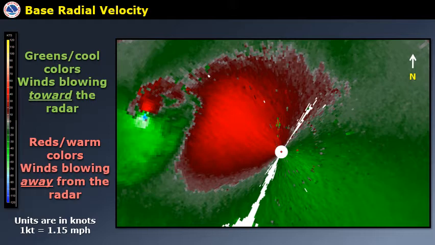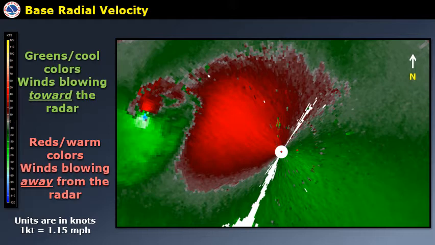Our next radar product is the base radial velocity. The most important thing when diagnosing any sort of radial velocity product is to identify the location of the radar. Now, in many instances, it will be denoted as a white dot seen here in the center of the image. From that, examine your color scale and the rest of the image.